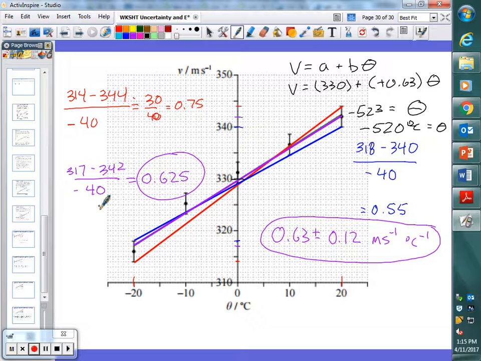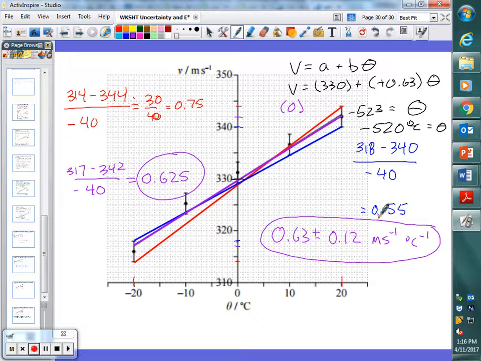Austin, do you understand where that came from? You don't know how we got what? Oh, it's 0. Yeah, that's what we did, because it was asking you for when the speed of sound would be 0, so we plugged in 0 into this value here, solved for theta. So it's -2 divided by 0.63, which comes out to be negative.